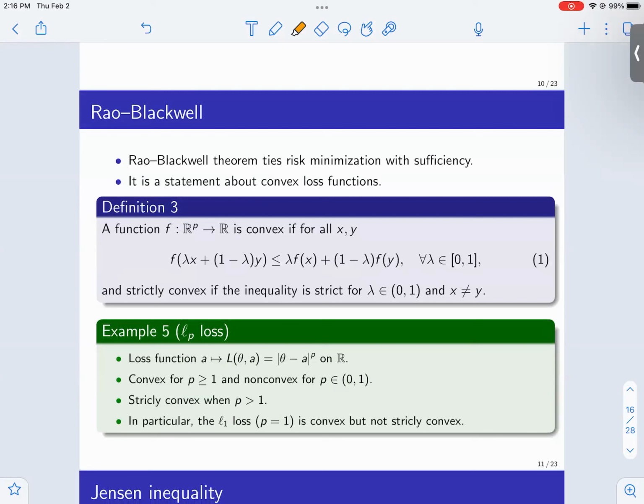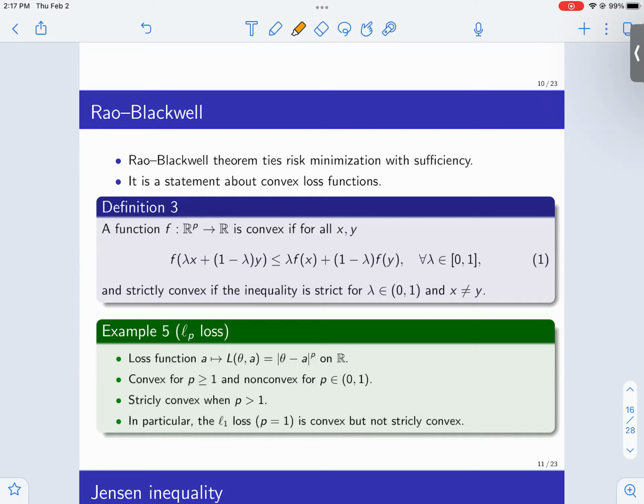Any other questions? So now I want to go back to the idea of the risk and then see some of these results connected back to the risk. There's this result, the Rao-Blackwell theorem, that ties risk minimization with sufficiency. Sufficiency so far has nothing to do with risk, right? We define it in terms of conditional distribution, independent of whatever loss function you put on when you set up your decision problem.